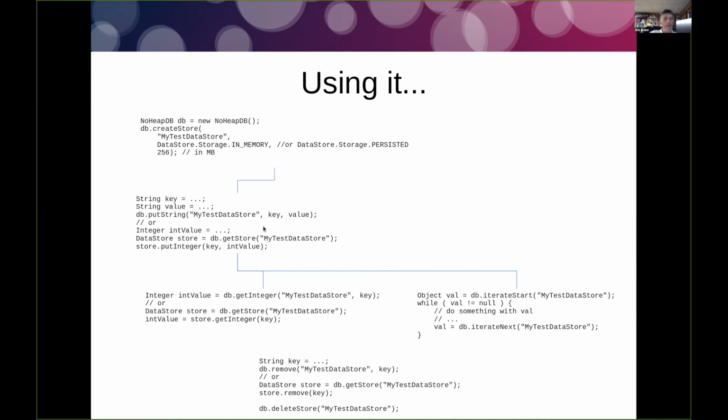Writing to it, you have a couple of different options. I like to keep things flexible. When you call create store here, what gets returned to you is an instance of the data store class. You can use that data store down here, or you can always just provide the name. So you can use this NoHeapDB envelope class, if you will, and call put string, provide the data store name, the key and the value. Or if you saved that data store object up above, you can just call put integer and you don't have to provide the name each time. Just a shortcut, however you want to do it. If you don't want to keep track of all your data stores in a list, you can reference them by name.